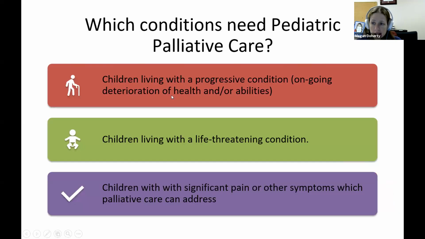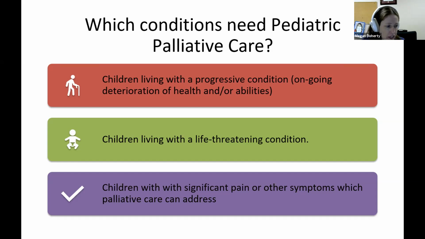So Dr. Natasha in her video talked a lot about which children need palliative care and broke them into these 3 categories. Children living with progressive conditions where there's ongoing deterioration of health and or abilities. Children living with life-threatening conditions. So you don't have to know for sure the child's going to die. If you're worried, you think this is quite life-threatening, that child could qualify.